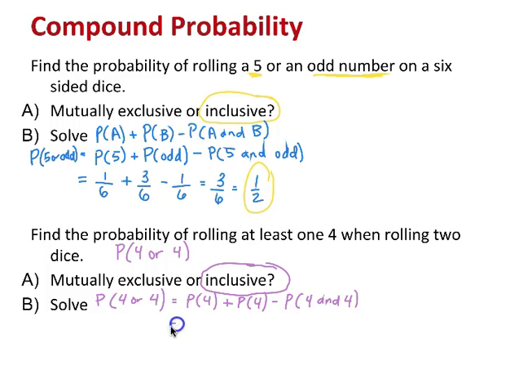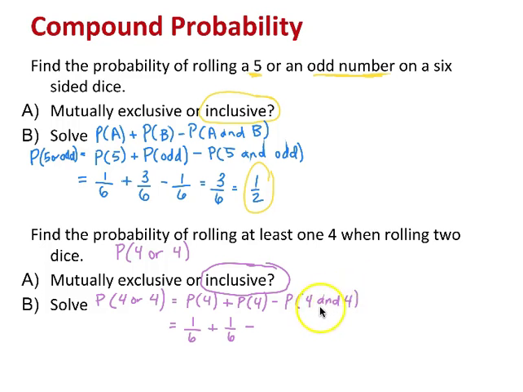So what's the probability of rolling a 4? Well, there's 1 4 on a 6-sided dice, so 1 out of 6. So again, the probability of 4, again, is going to be 1 out of 6. This is where we subtract out the overlap now of rolling a 4 and a 4.